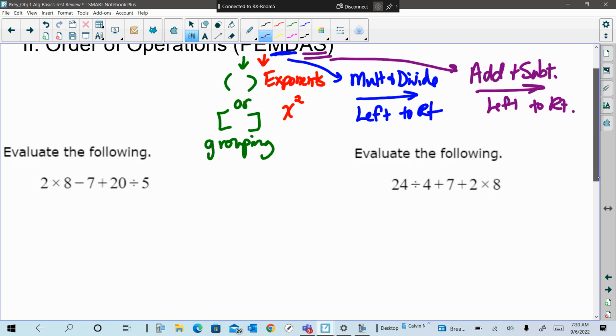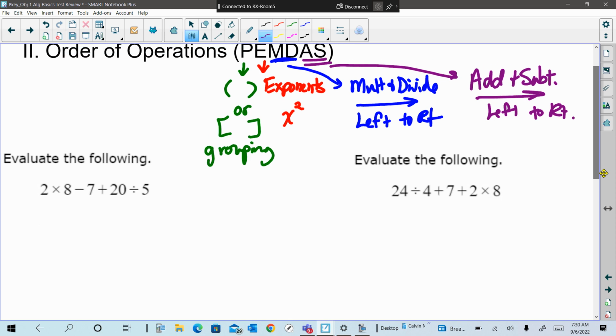So if I evaluate this first one, there's no exponent, there's no parentheses. So then I look, do I see multiplication from left to right? Reading it from left to right, right there, there's my multiplication. Okay, so I'm going to rewrite this as 2 times 8 is 16, then minus 7 plus 20 divided by 5. And then there's the next set of operations, which is division. So we get 16 minus 7 plus 4.